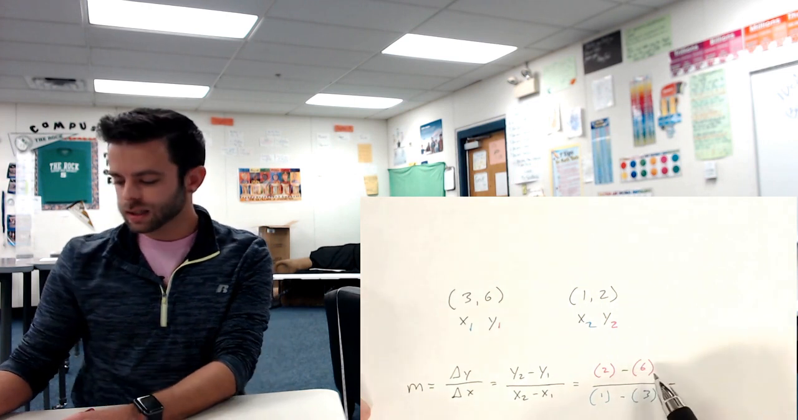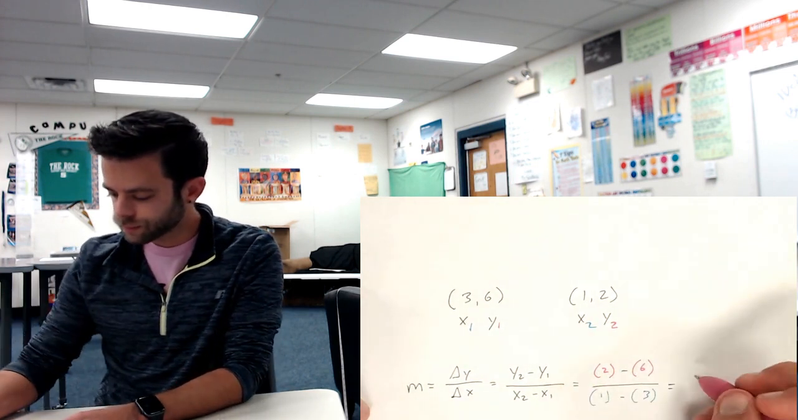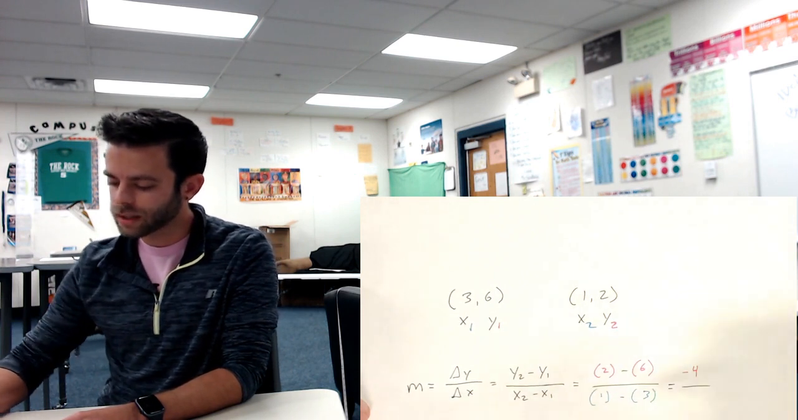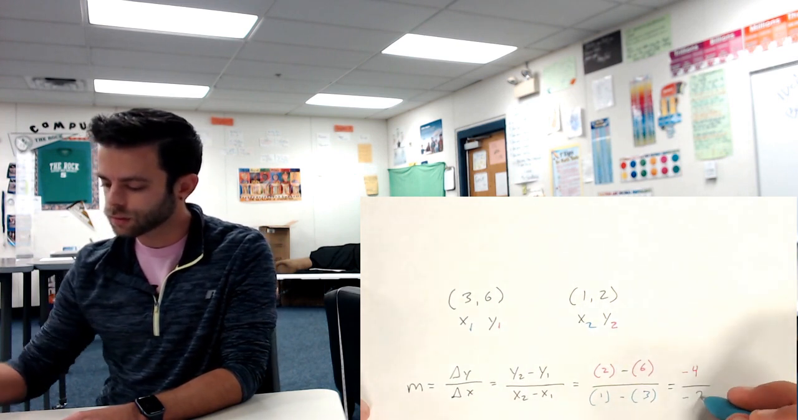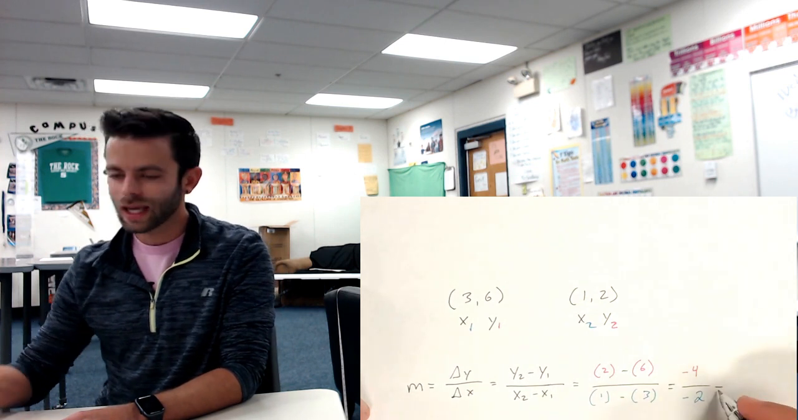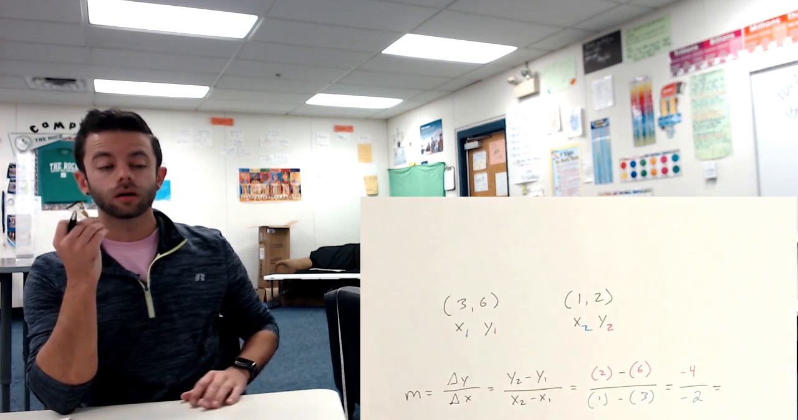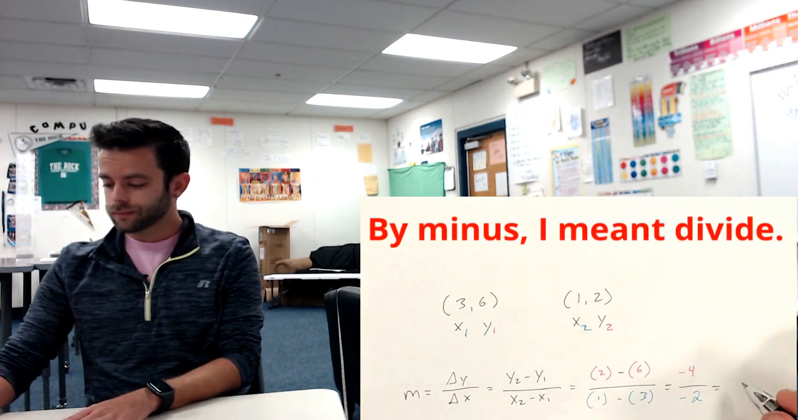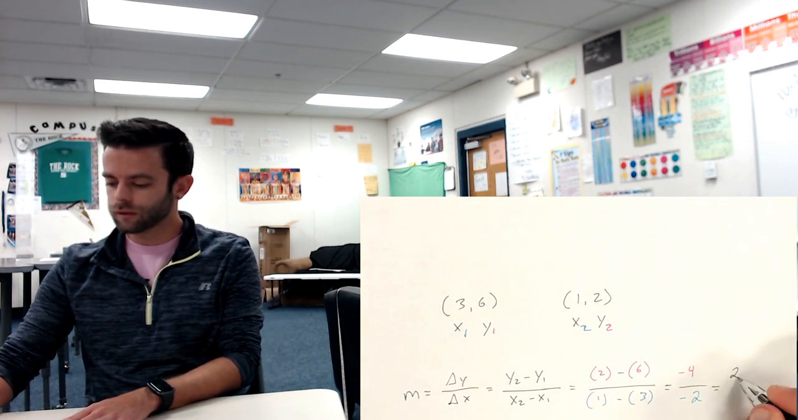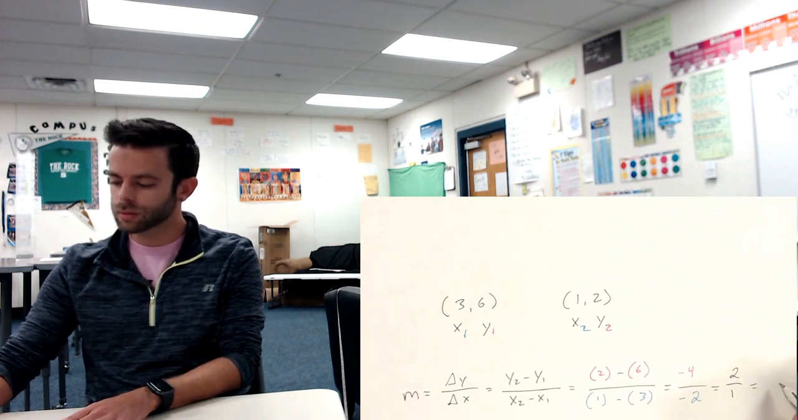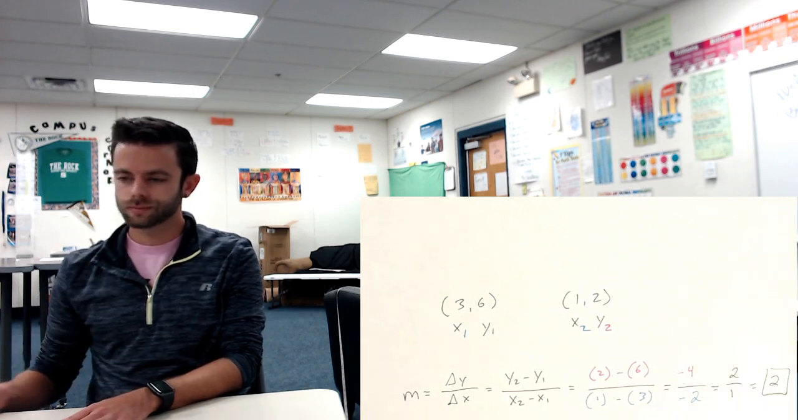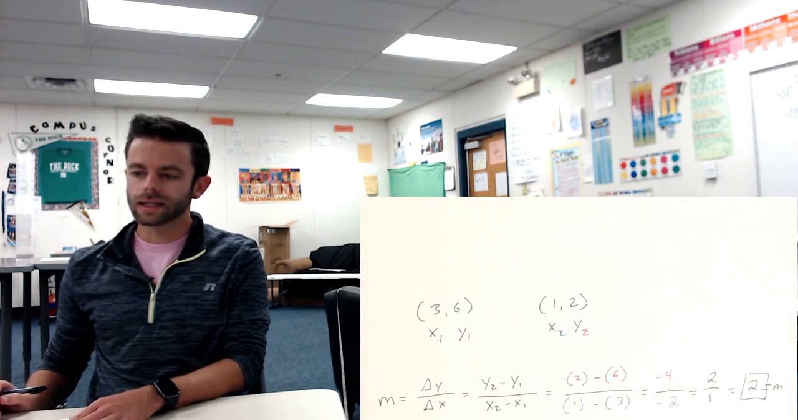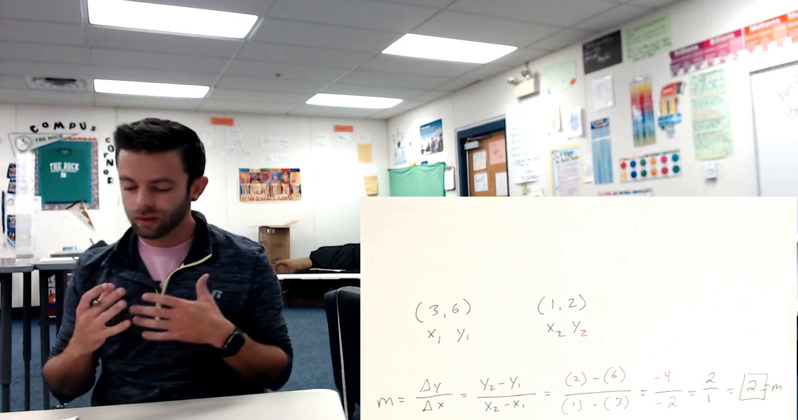2 minus 6 is -4. Put it over 1 minus 3, which is negative 2. Again, can we simplify that? Well, negative 4 over negative 2, I'm going to simplify it to 2 over 1, which could then be just 2. So 2 equals m. And that is kind of how that works.